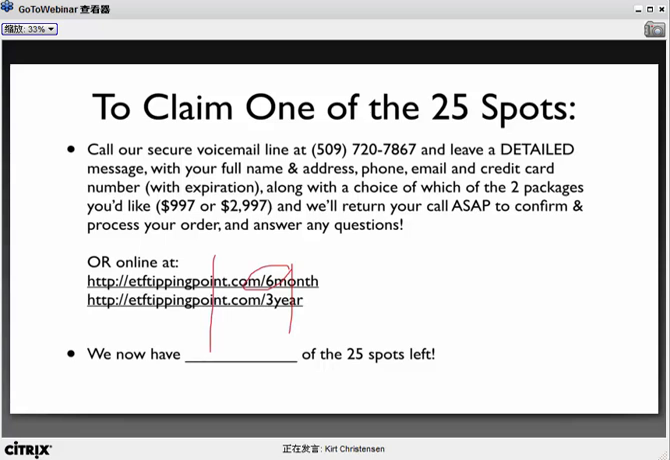And then the difference is with the 997, you get a 6-month subscription. With the 2997, you get a 3-year subscription. From Richard, he says, so does the 997 last 30 days or 6 months? The subscription lasts a full 6 months. The money-back guarantee for you to try it out risk-free is the 30 days.